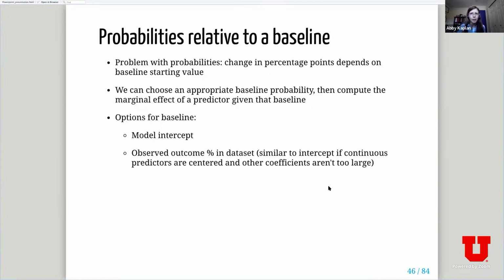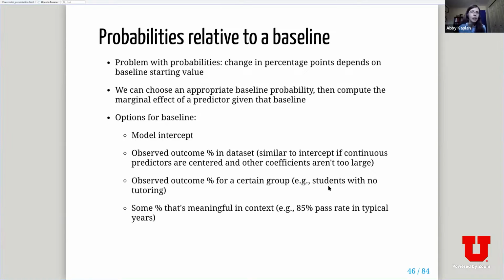And if you fit your model in a certain way, which is in fact what we did, that can work out to being more or less similar to your model intercept. You could also say, well, our baseline is the observed success rate for a particular group. For example, if we want to look at the effect of tutoring, we might say, well, in our data set, what percentage of the untutored students passed? And then we're going to compare that to adding the effect of tutoring from our fitted model.